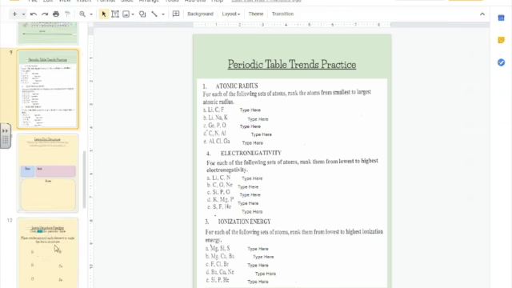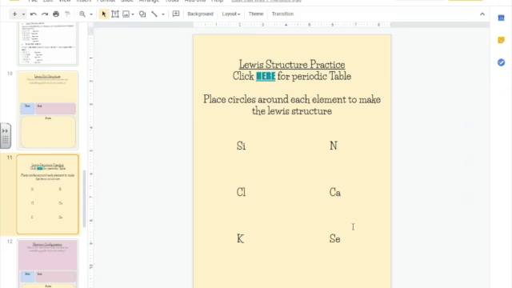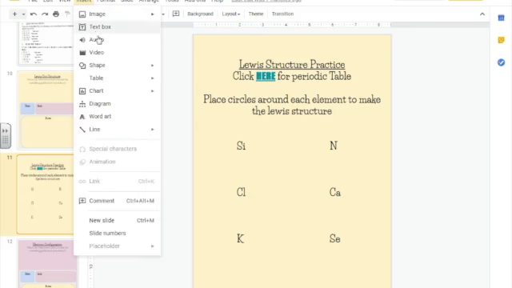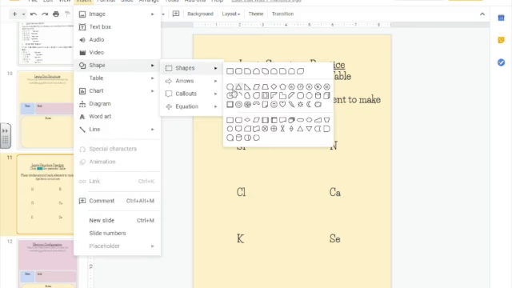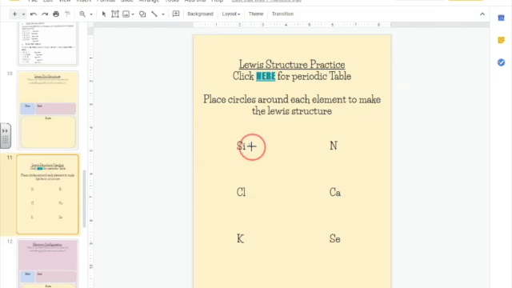So in your digital notebook, right here, you have certain elements that you need to draw the Lewis structure for. What you're going to do for this, you'll click Insert, Shape, and then a circle. You will make a circle to create your dot. You do Control C for copy, Control V for paste, and you will move this around with your arrows to create that. And I did go over how to figure out how many valence electrons this has, so use that as a reference in how you draw the Lewis structure for silicon and the others on this paper.